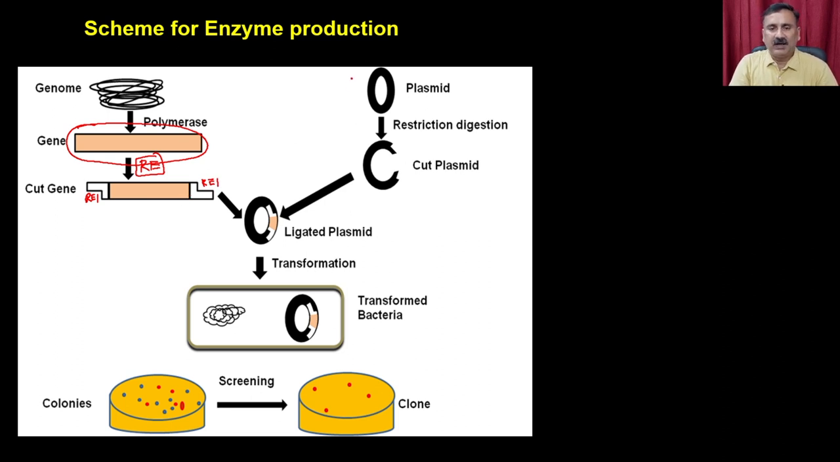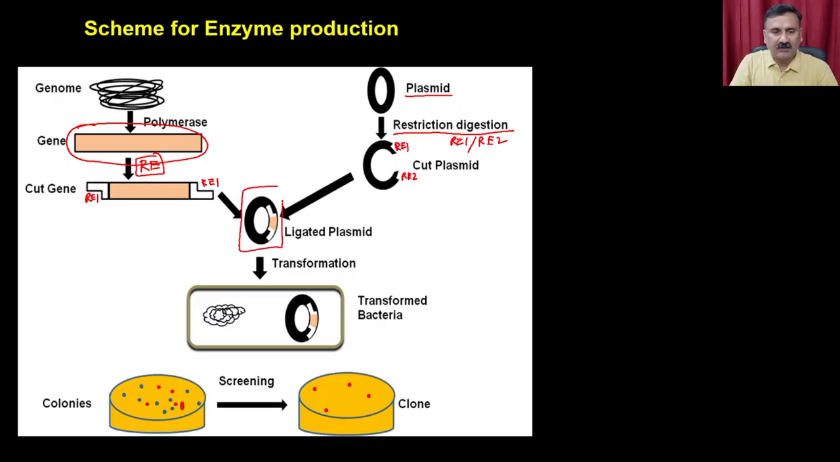In the same way, you are going to treat the vector. In this case, the plasmid is digested with the restriction enzymes RE1 and RE2, so that you have the sticky ends RE1 and RE2. Once you put them together and carry out a ligation reaction with the help of the enzyme T4 DNA ligase, you get the chimeric DNA or the chimeric plasmid. This chimeric plasmid has to be delivered into the host.